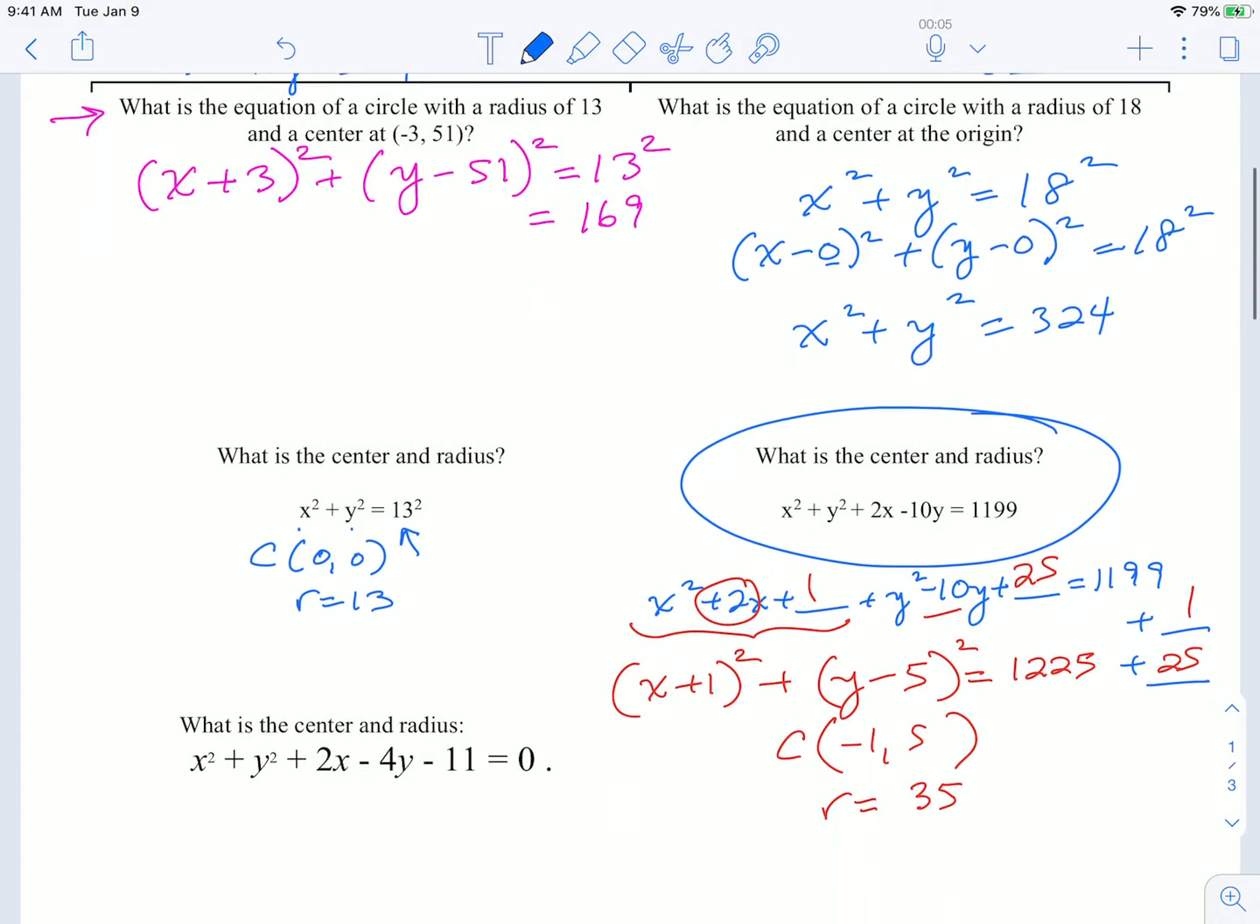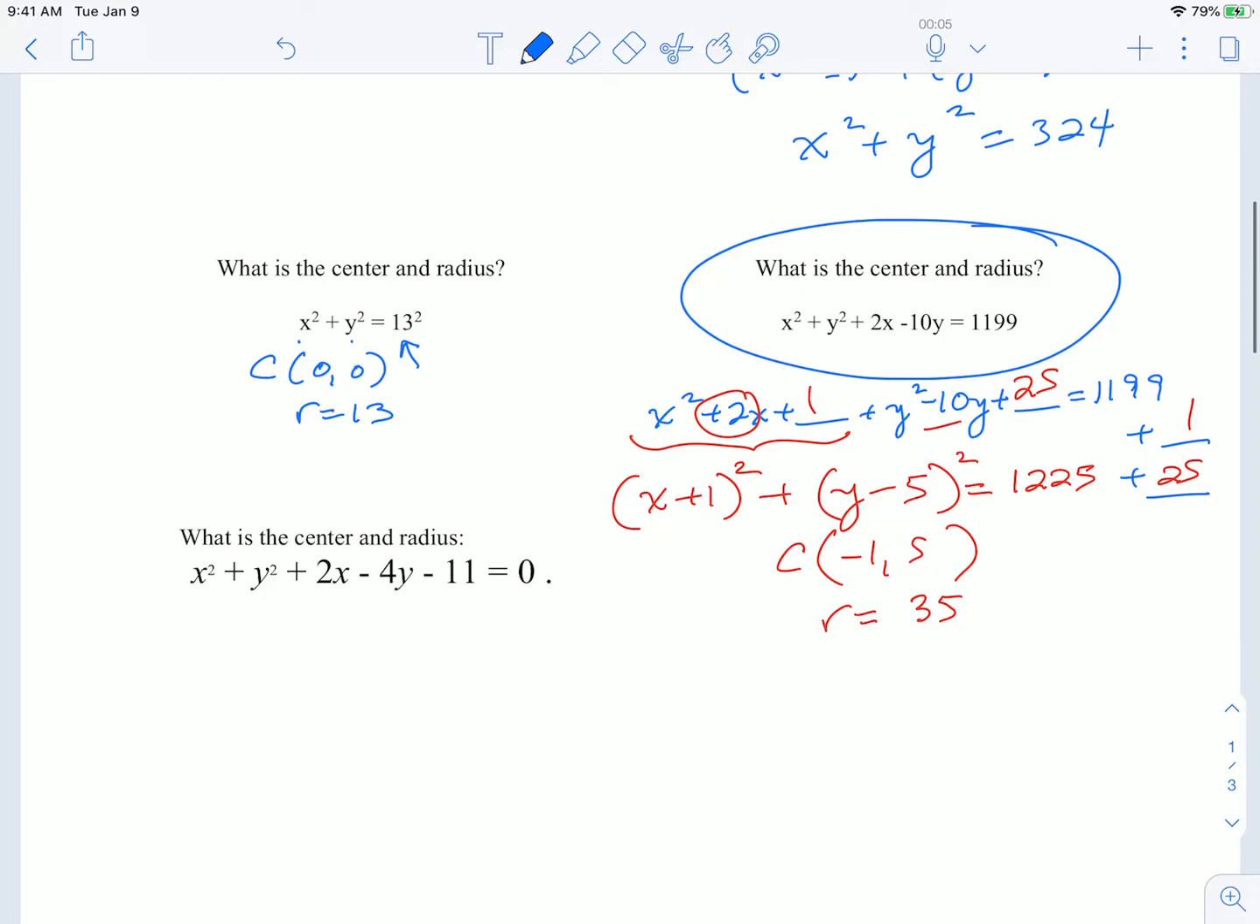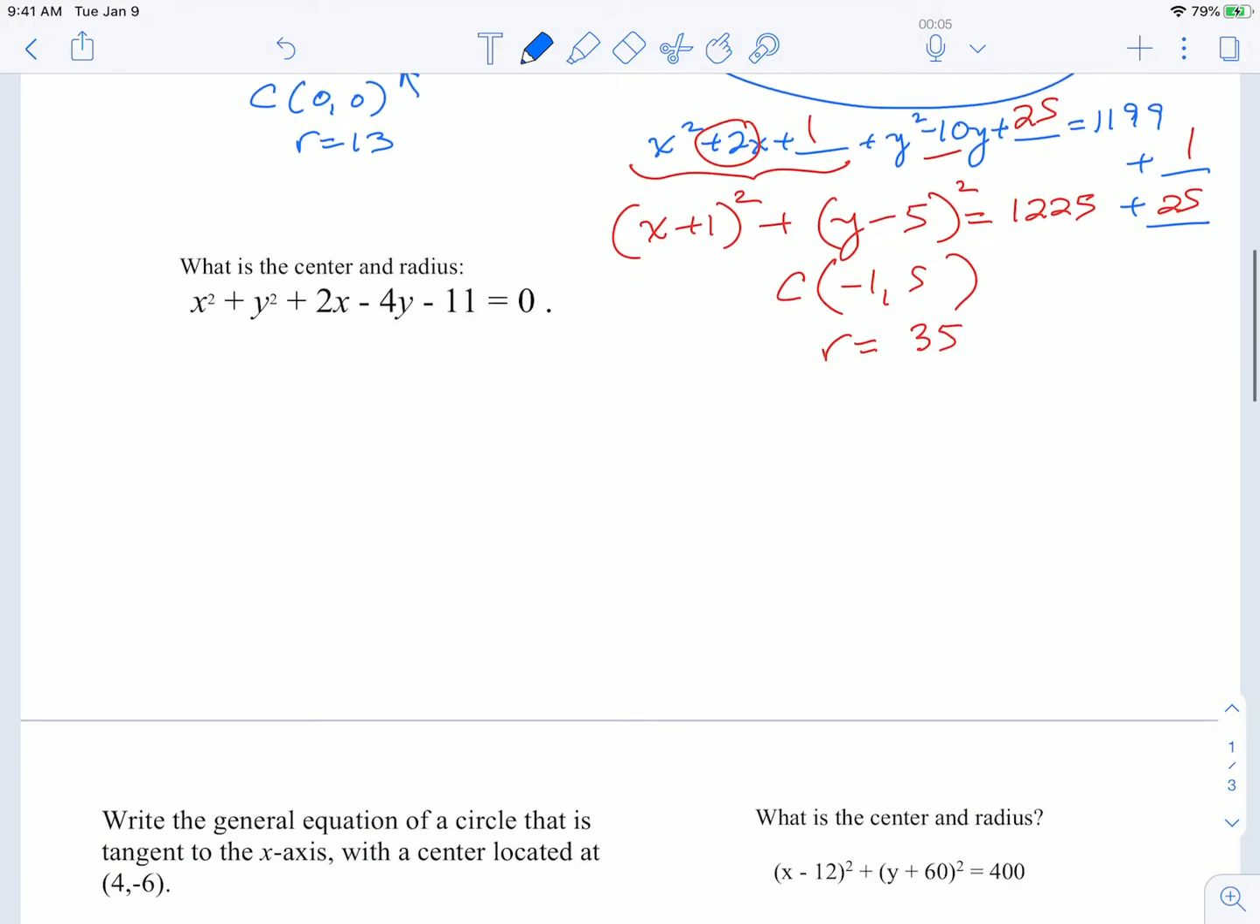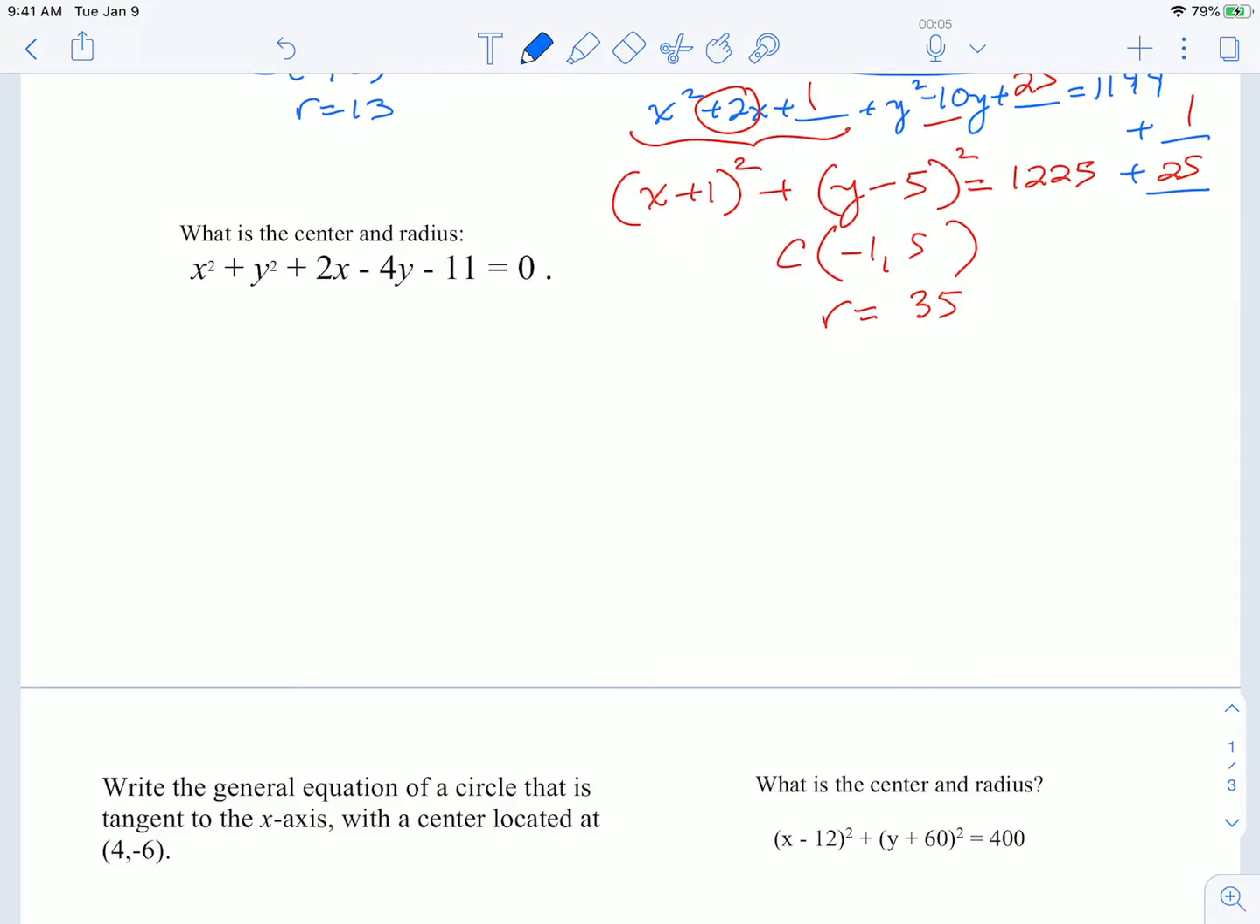Okay, so let's move down here. So I also have an answer here. The center is 0, 0 with a radius of 13. So what I did want to do is this one here where it says what is the center and the radius. Okay, so remember the process is this where you have to isolate the x terms, leave a space, and the y terms, leave a space, and then move the constant to the other side and add 2 spaces.